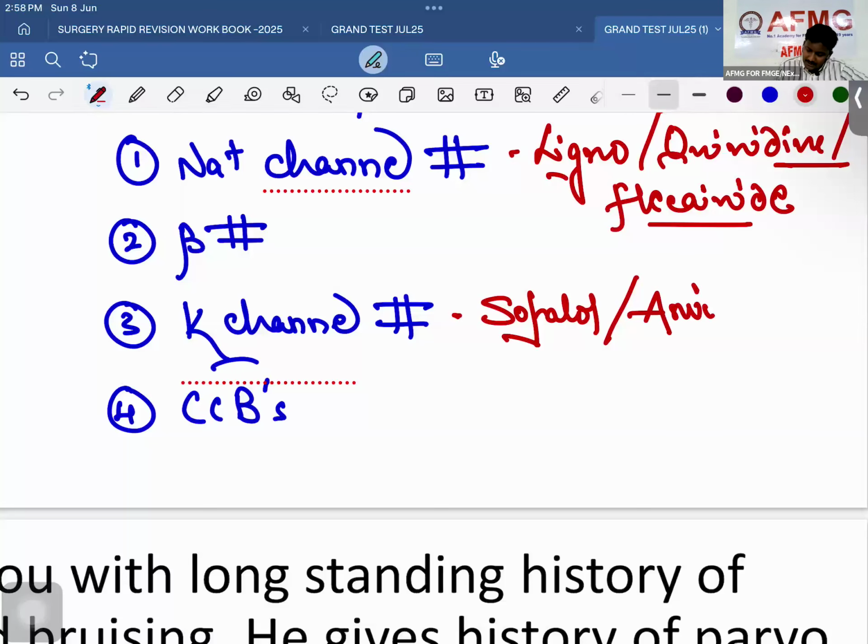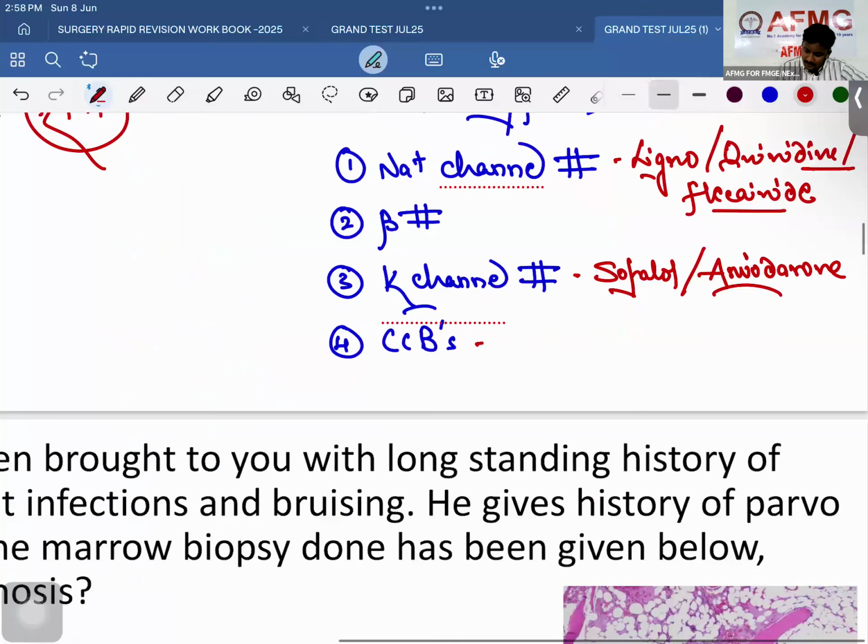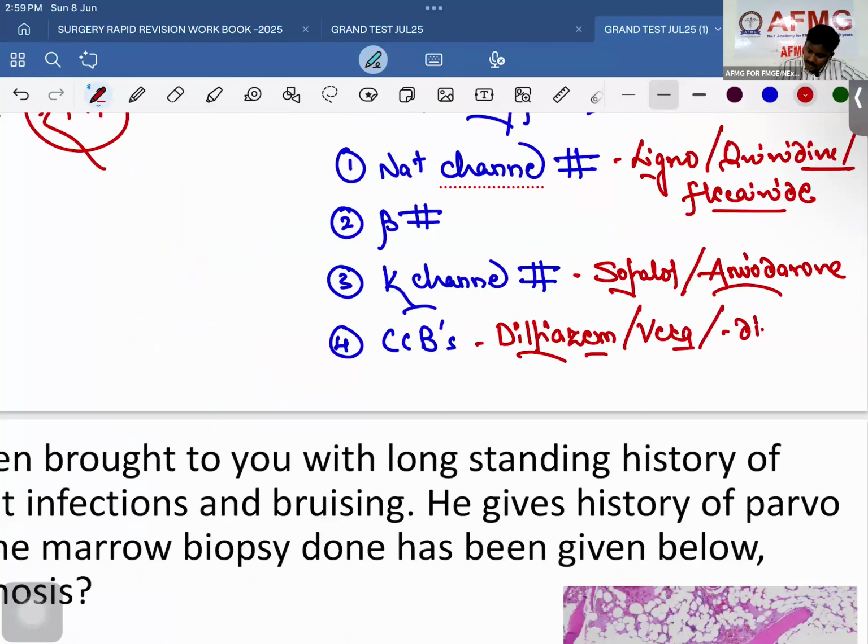And next is the longest antiarrhythmic drug, known as amiodarone, a potassium channel blocker. Calcium channel blockers, all of you are quite aware. One is diltiazem. Next is verapamil. And third is definitely the dihydropyridines, that is all the drugs which have dipine in their name: nimodipine, nifedipine, nicardipine, amlodipine, all of them.